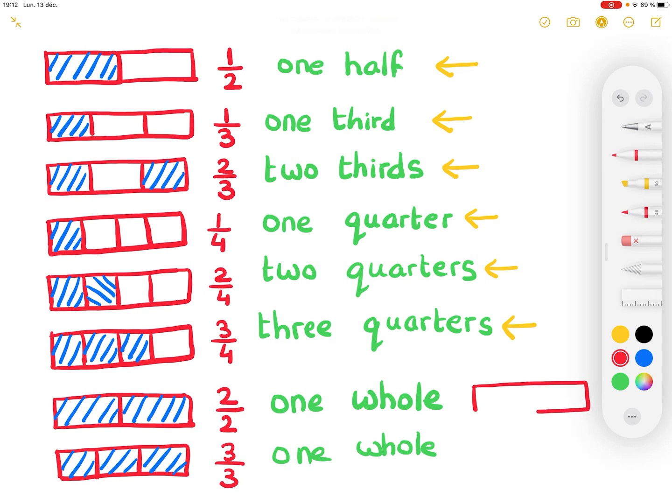Et le dernier, si j'ai ça, je divise en 4 morceaux. Je vais colorier 1, 2, 3 et 4. J'aurai 4 sur 4 et le tout est colorié. Donc, je vais dire 1 whole.